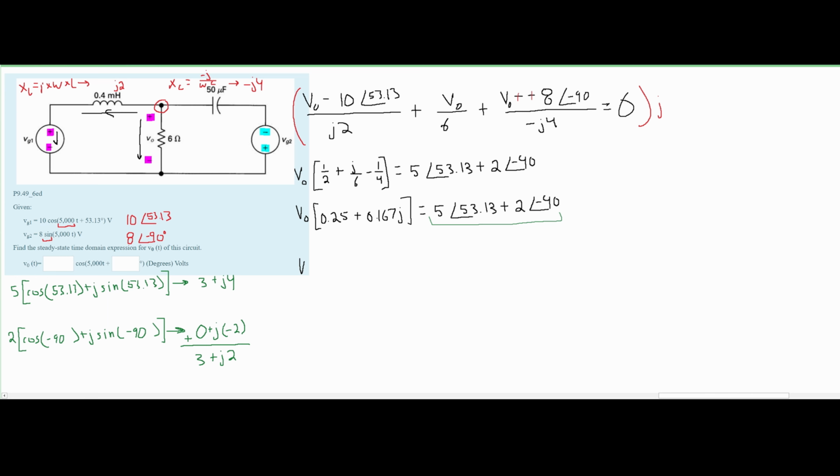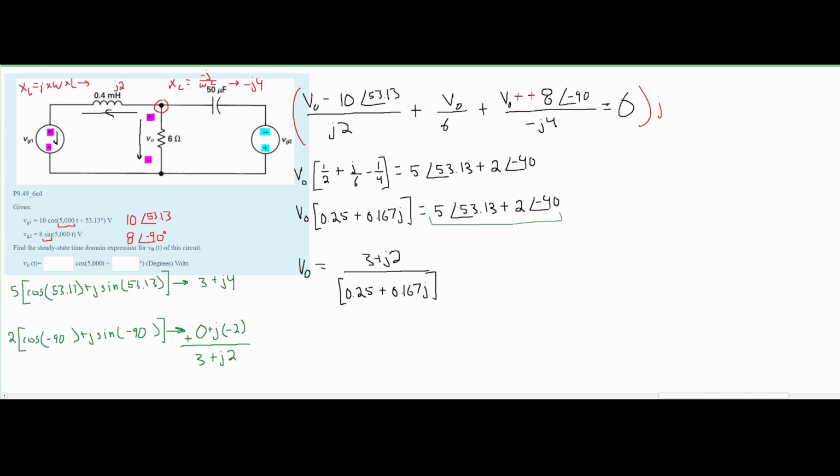We're going to say that our v0 is equal to this value, 3 plus j2, and then we're going to divide it by this value right here because we want our v0 by itself. Now if we look back in the notes, again section 9.10, we can see that to divide this we need it in a phasor form. So we're going to have to convert both of these into our phasor form.